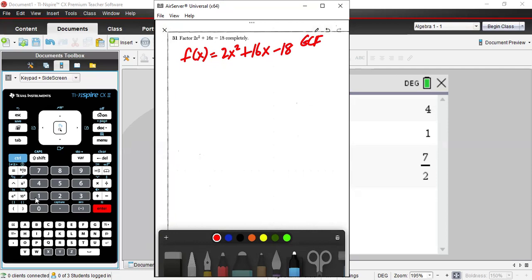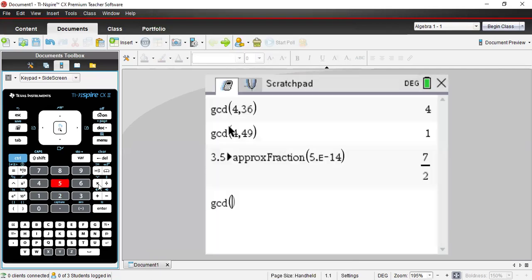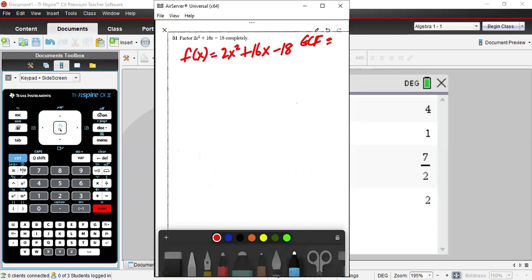So I'm going to do 16 and 18. So I go menu 25, and then I'm going to do 16, comma, 18, and the common factor is 2. So that's the greatest common factor because the other term that I have is also 2. So the GCF for this is going to be equal to 2. All right, so now I'm just going to graph this and find the zeros.